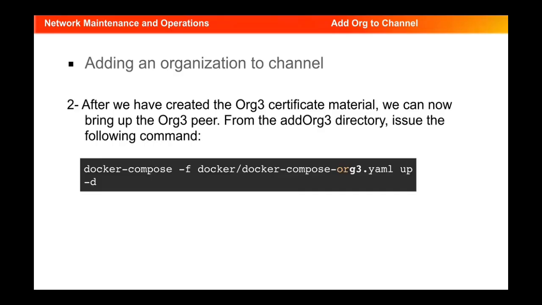Once we have created organization 3 crypto material, we can use the configtxgen tool to print out organization 3's organization definition. After that, we can bring up the network, which brings up the organization 3 peer. So there is a folder in your test network, which is the addOrg3 directory. And from that directory, you are going to issue the docker compose command for you to bring up organization 3. So once you execute this command, you will have two containers ready. One is for organization 3's peer and another one is organization 3's peer CLI.